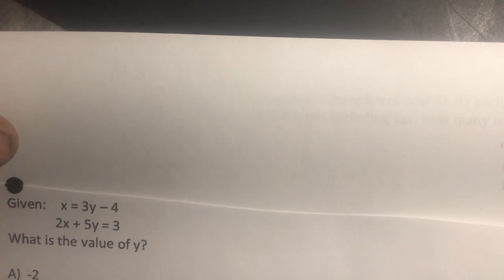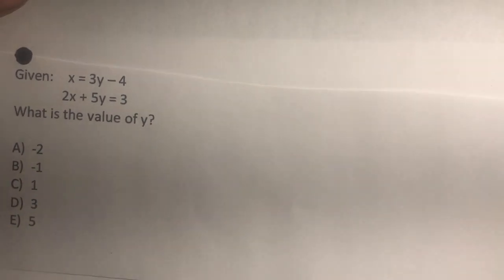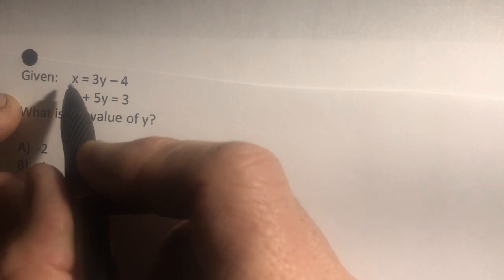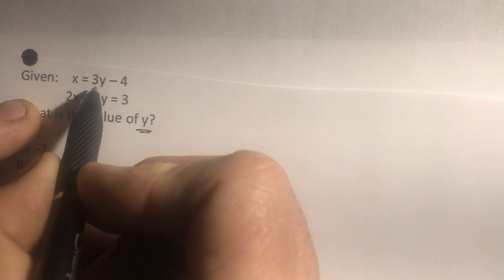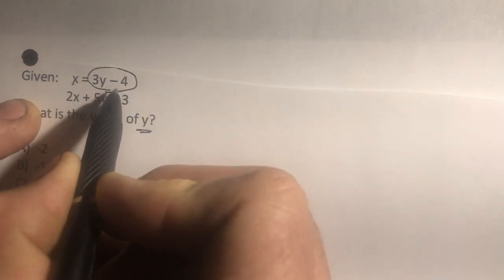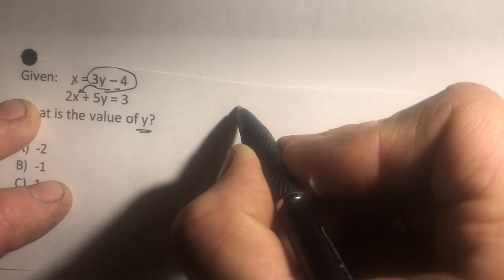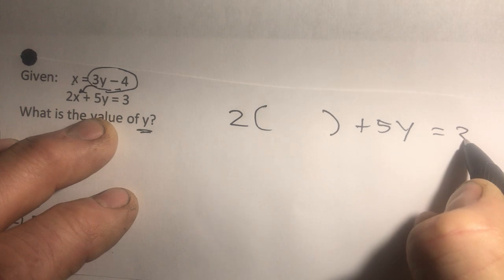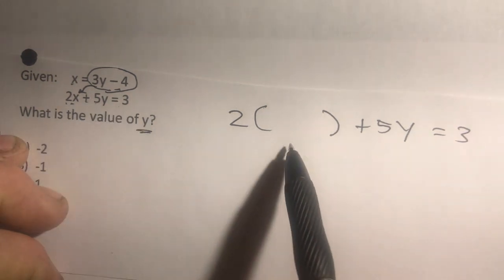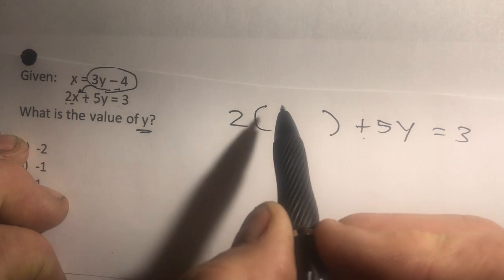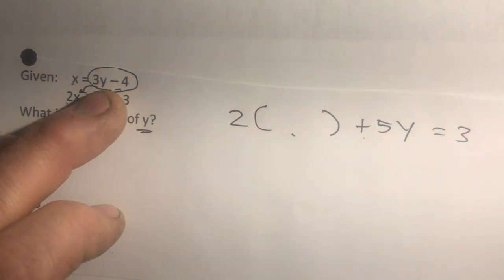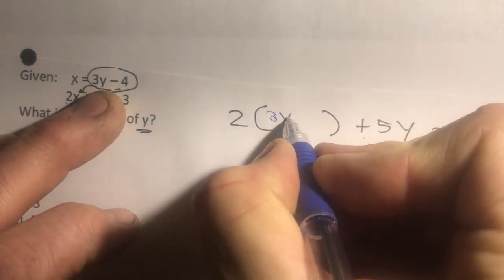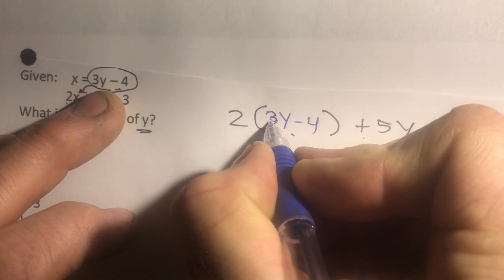All right. What about this one? We've got this little system here. x equals this, and 2x plus 5y equals 3. What's the value of y? Since x equals this right here, I'm going to take that and put it in for x down there. So here's how it looks. I've got 2x plus 5y equals 3, and right there where x is, I'm going to put this 3y minus 4.